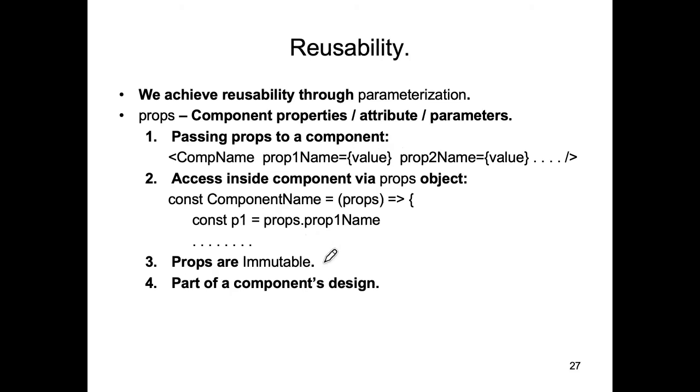Props, I'm saying, are immutable. You cannot, within a component, change the value associated with a prop. Syntactically, it will allow you to do it, but if you then do a console.log of the prop after you've changed it, or you think you've changed it, it'll still console.log the value that was passed in from the outside. So it's immutable, and I'm saying it's part of a component's design. To see an example of that, we're told to move on to the 03 sample.